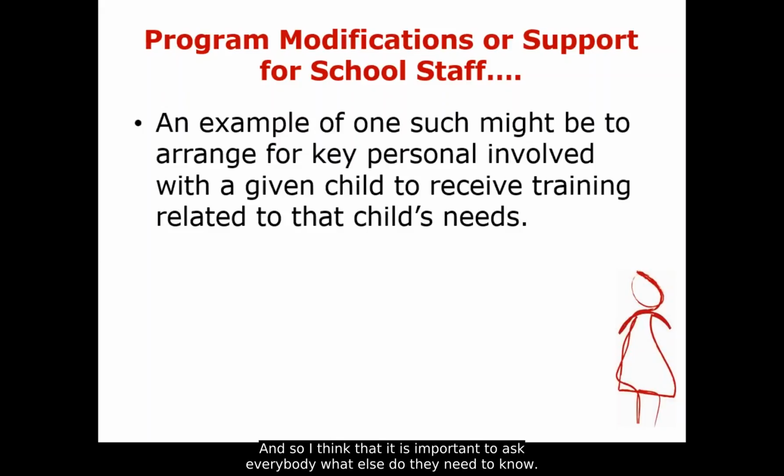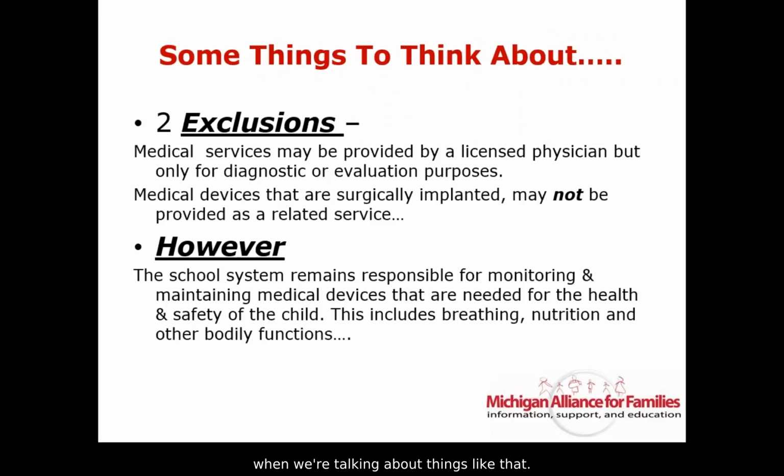So I think it is important to ask everybody what else they need to know. If things aren't going well, like we talked about in the beginning, if the student's needs aren't being met and they aren't successful, maybe it's not about the child. Maybe the team needs additional information or training in order to help a child access the general education curriculum, non-academics or extracurriculars. It's a good conversation to have, but people need to be really honest when we're talking about things like that.